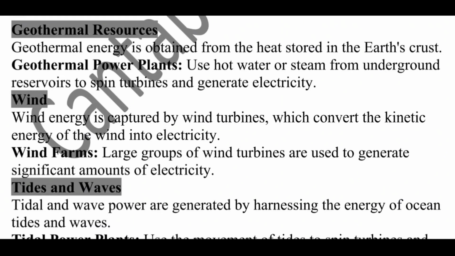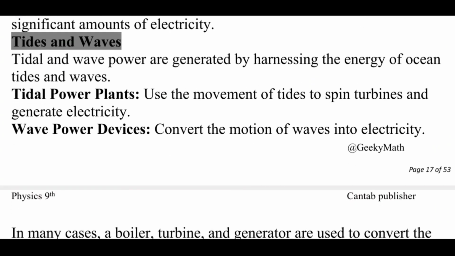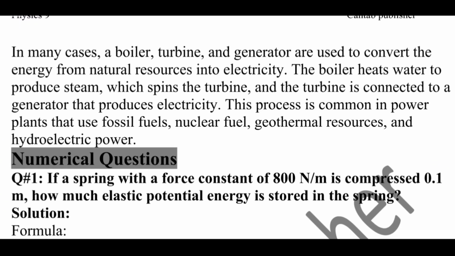Wind energy is captured by wind turbines, which convert the kinetic energy of the wind into electricity. Wind farms. Large groups of wind turbines are used to generate a significant amount of electricity. Tides and waves. Tidal and wave power are generated by harnessing the energy of ocean tides and waves. Tidal power plants use the movement of tides to spin turbines and generate electricity. Wave power devices convert the motion of waves into electricity.